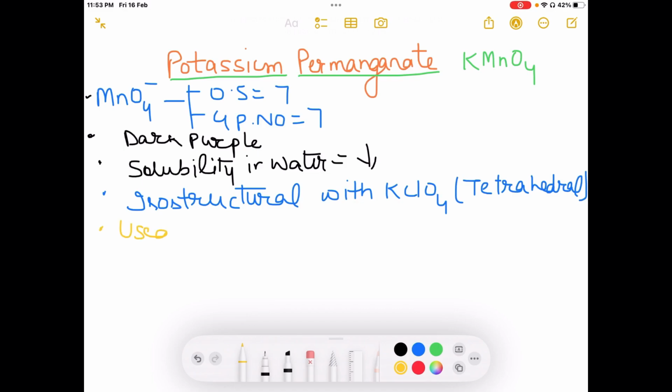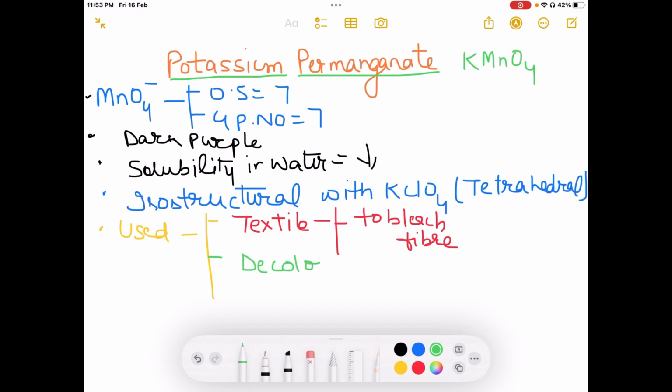It is used in the textile industry to bleach fiber. It is used for decolorization of oil and also as a powerful oxidizing agent.